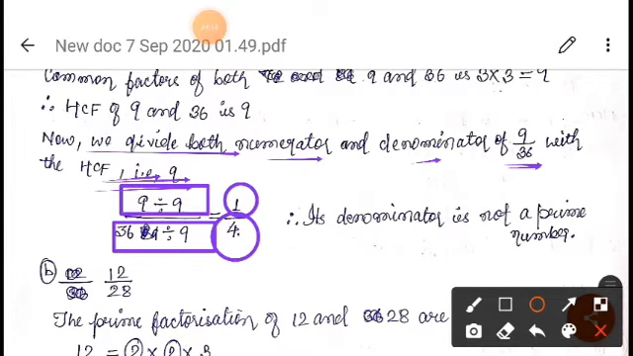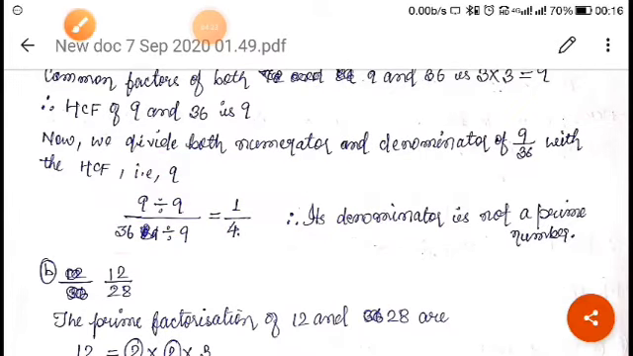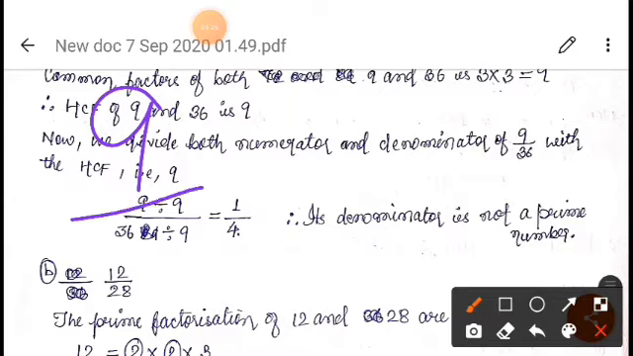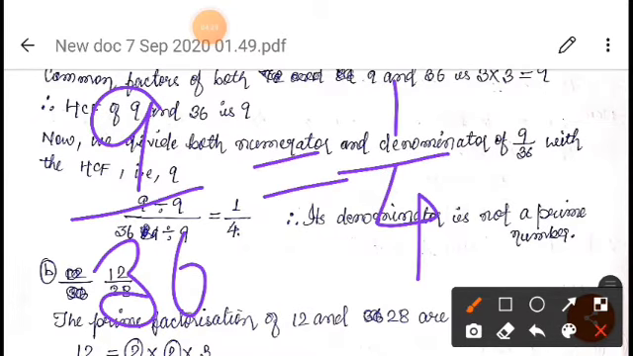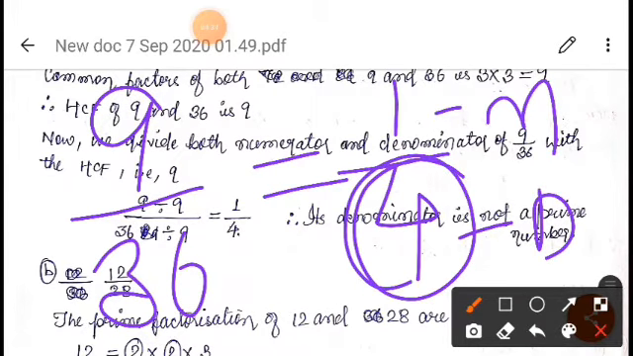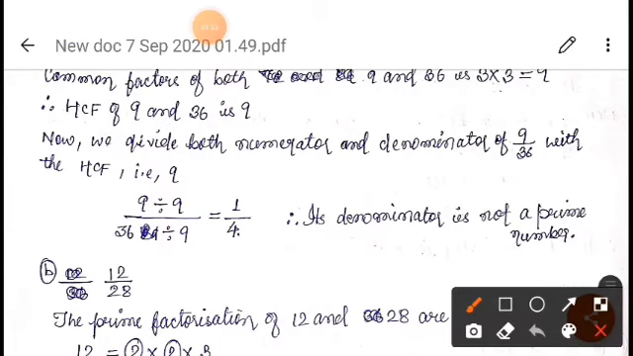So the simplest form we have got for 9 by 36 is 1 by 4. Now this one is the numerator and this one is the denominator. You see, this denominator is not a prime number, right? So we will write here that its denominator is not a prime number. I hope you have understood this.